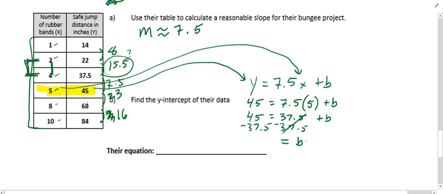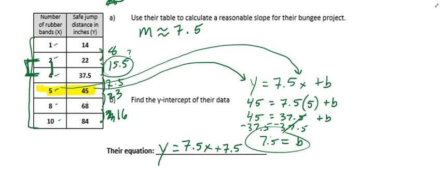B equals, hold on, let me get my calculator. I don't want to mess up. 37.5, 45, we're subtracting it. I'm seeing 7.5. Interesting. Okay, well, by my calculations, y equals 7.5x plus 7.5. The slope and the y-intercept are the same. That's kind of interesting.